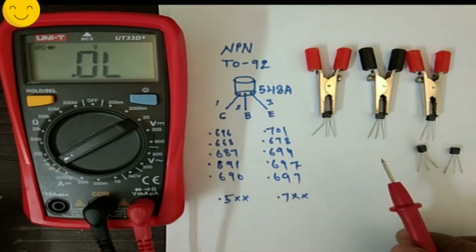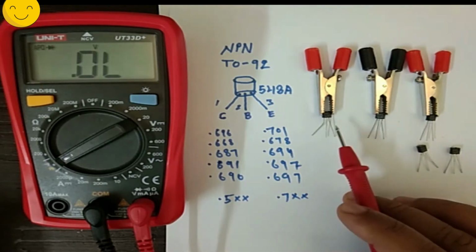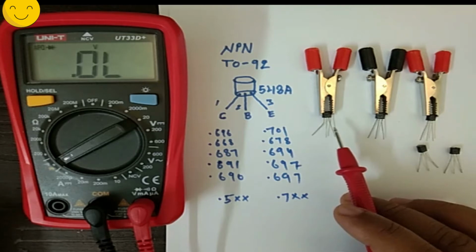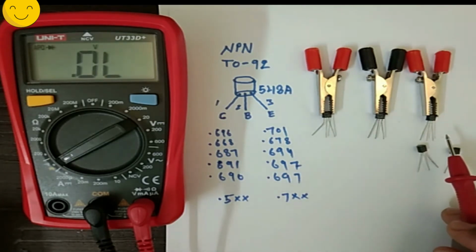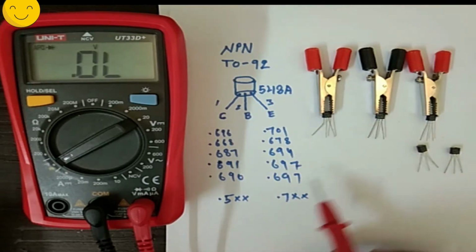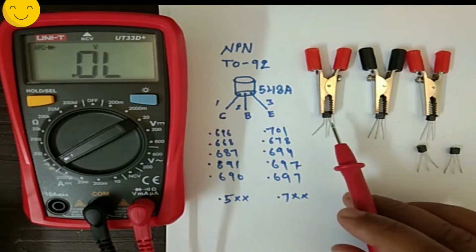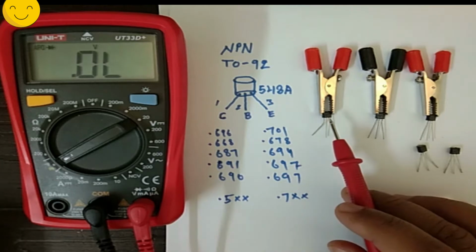so now we will first check the first transistor. I will show you testing of 5 transistors, and these are the readings of these 5 transistors. So first we will check this transistor.